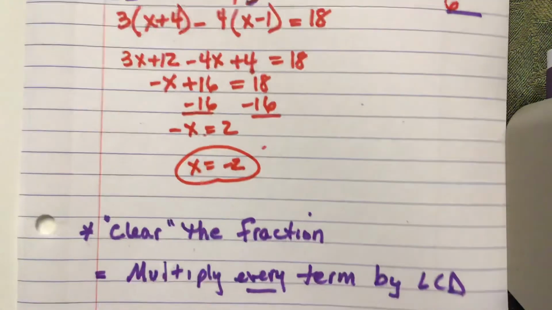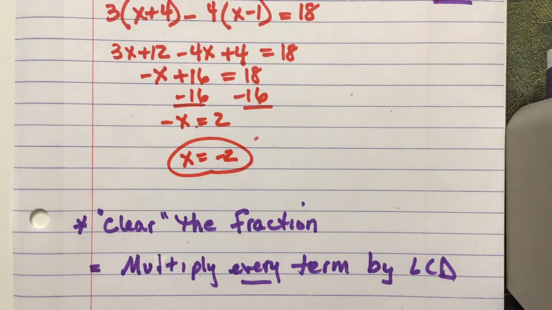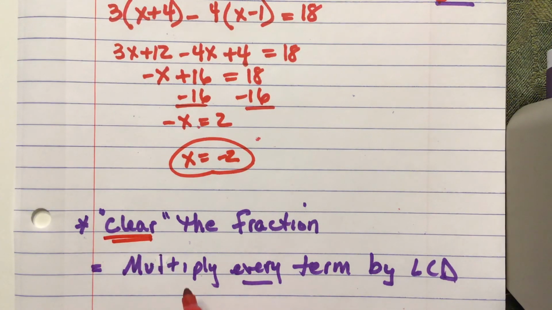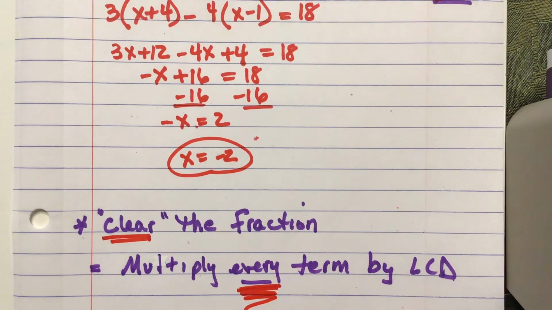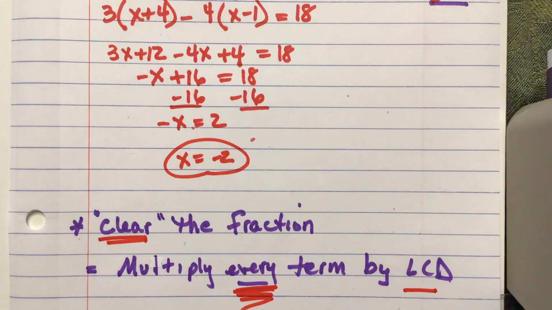So whenever there is a fraction as part of your equation, you are going to clear that fraction by multiplying every term by that least common denominator. And that will clear the fraction and make it a lot easier to solve. Okay? Great.